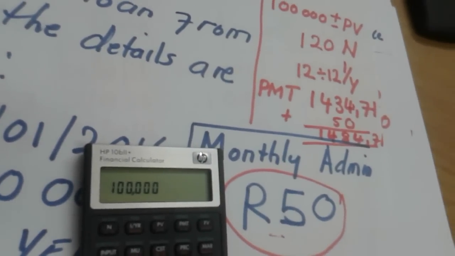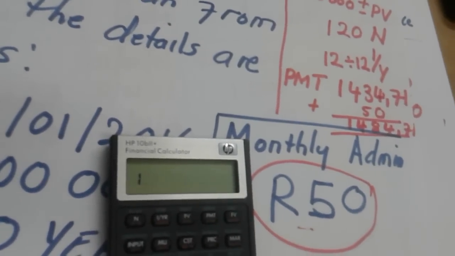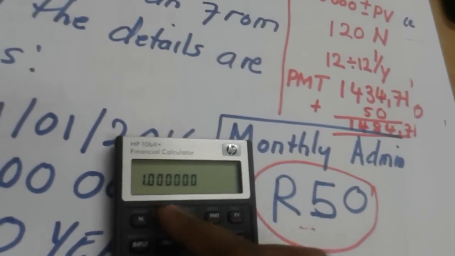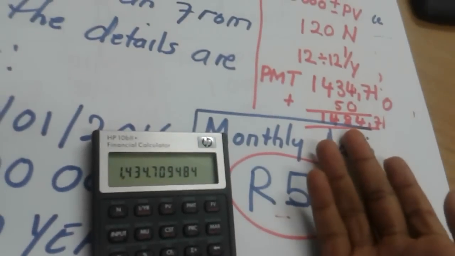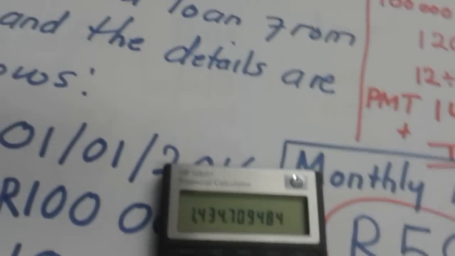There you go. So let's go. 100,000 plus minus, that's my PV. 120, that's my N. 12 divided by 12, that's my I. Compute PMT. 1,434.71. And of course, remember to add the 50 rands to get 1,484. So that's how much should go to the bank.